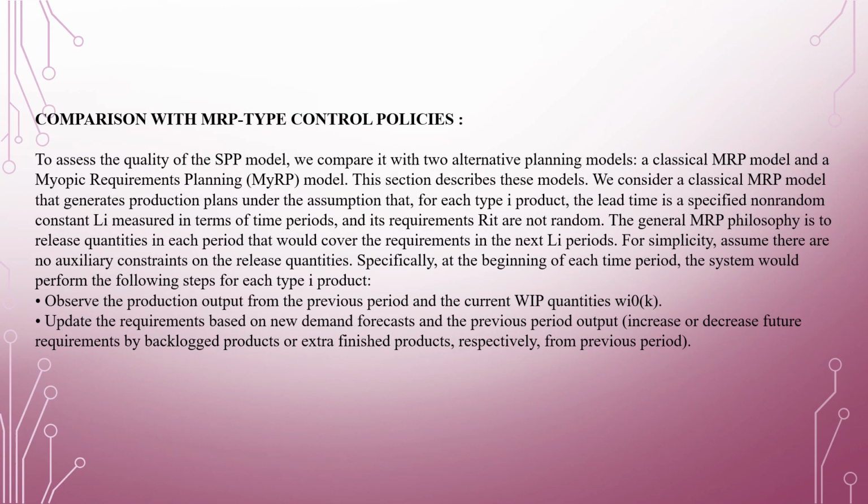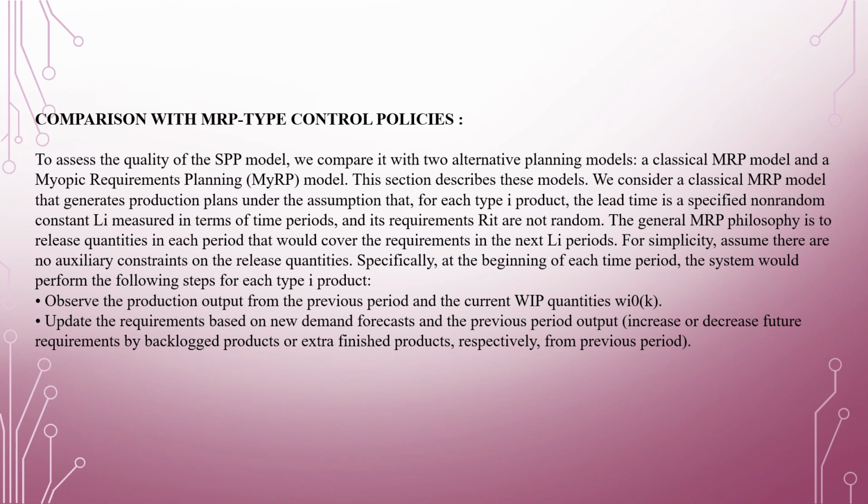Next one is a comparison with MRP type control policies. To assess the quality of the SPP model, we compare it with two alternative planning models. First one is a classical MRP model and the second is a myopic requirements planning model, that is the MYRP model. This section describes these models.